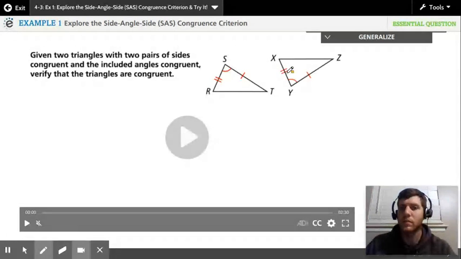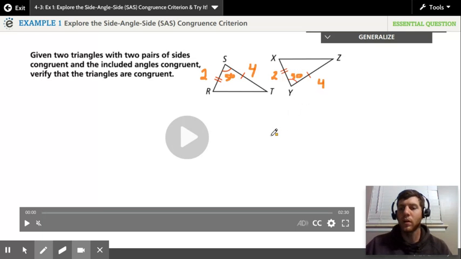We don't need 3 pairs of sides and 3 pairs of angles. If we have 2 pairs of sides and the included angle, that's the angle between the 2 sides, that's going to be sufficient to show that these triangles are congruent. So let's just say the length of this was 2, and the length of this was, I don't know, 4. So this is 2, this is 4. Okay, and let's just say this was 50 degrees. The angle here was 50 degrees.